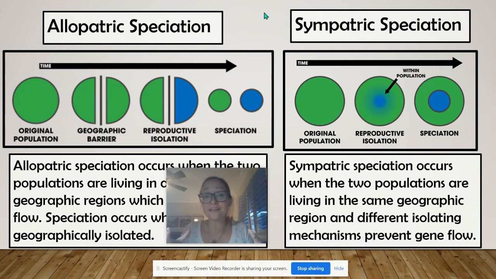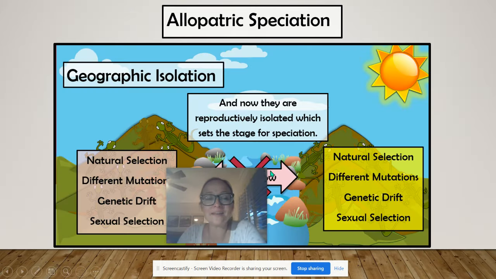In behavioral isolation, you could have birds that live near the bottom of the tree or the forest floor with different dances to attract their mates, where birds at the top of the tree have different dances to attract their mates. And therefore, the different behaviors would keep them reproductively isolated. Again, watch the Birds of Paradise video on YouTube. So sympatric speciation can also happen.